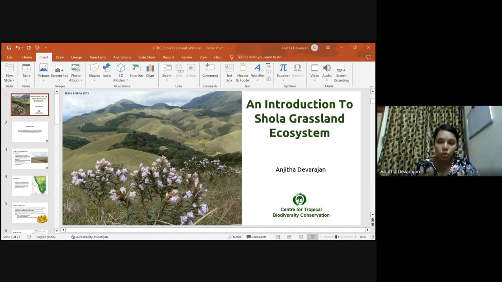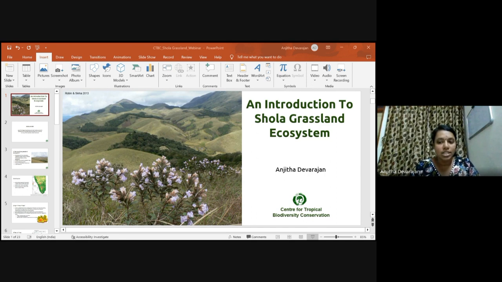cloud cover throughout the year. And these clouds are condensing on the grasses and also the forest, and they are forming water droplets and they percolate into the soil, and they eventually give rise to streams, and these streams are coming downstream and forming the rivers. So actually these forests and the grasslands are acting as a water reservoir to the entire area surrounding it.